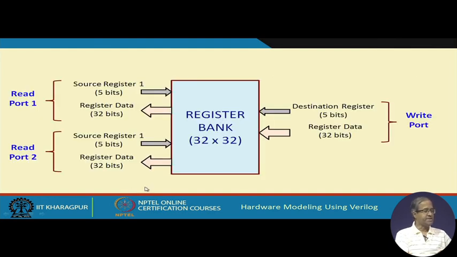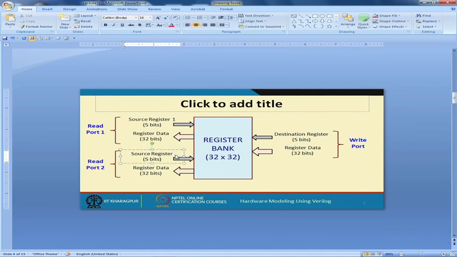Pictorially, the MIPS 32 register bank, 32 registers each of 32 bits, will look like this. There will be 3 access ports, 2 read and 1 write. In the read ports, we have a register number specifying which register I want to read. Because there are 32 registers, you need 5 bits here. Similarly, for the second port, there are 5 bits. This is source register 1 and this is source register 2.